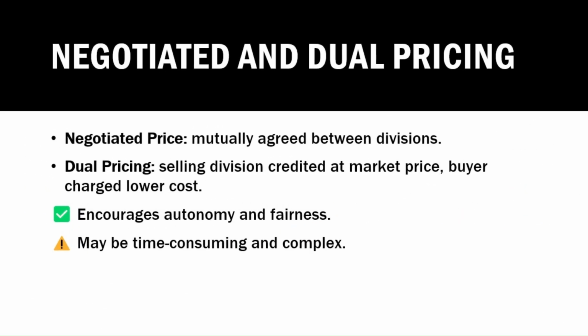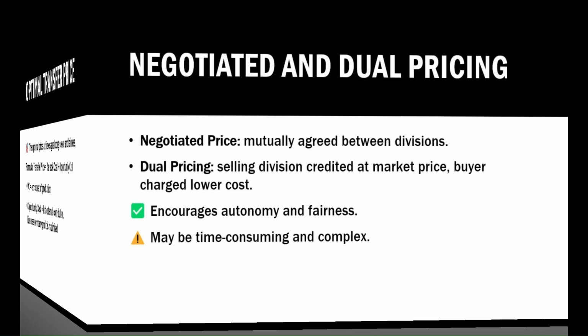Negotiated pricing means the buying and selling divisions agree on a price that works for both. It offers flexibility and autonomy but can take time and cause disputes. Dual pricing credits the selling division at one price, say market value, while charging the buying division at another, often cost. It reduces conflict but increases administrative complexity.